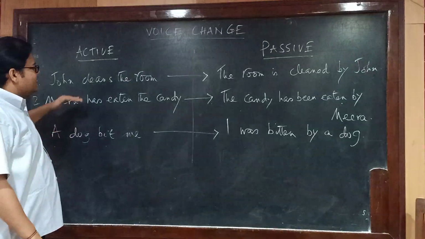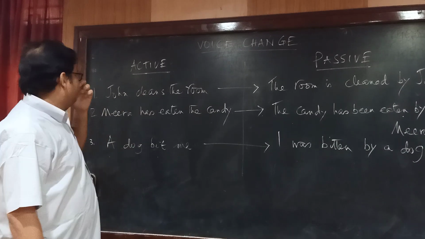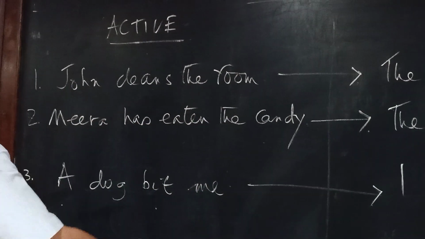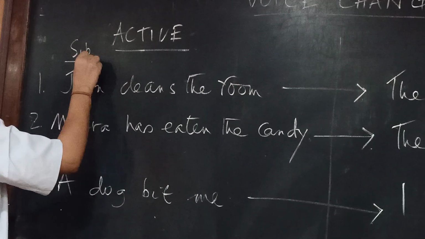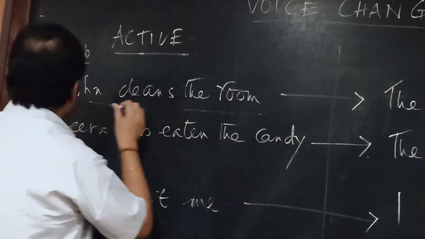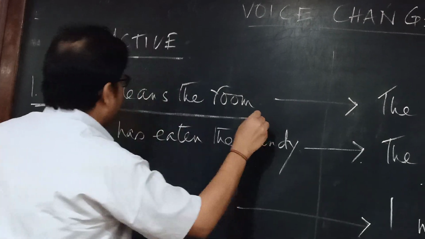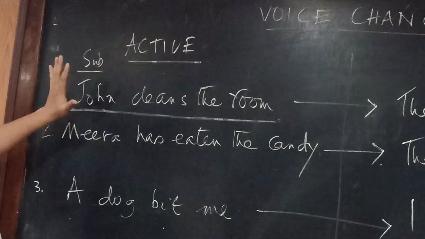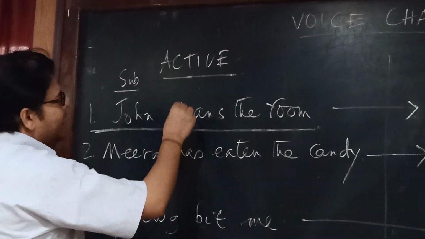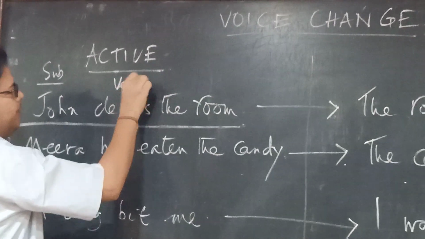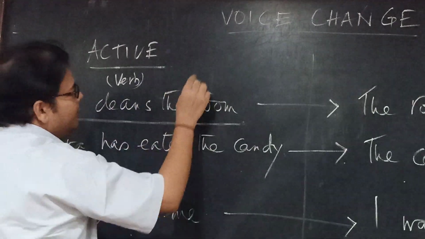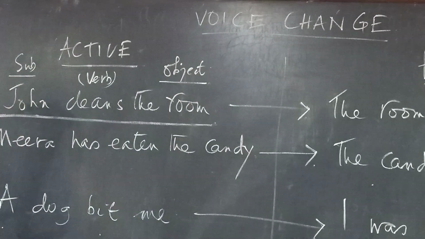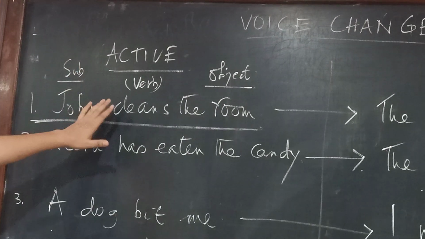Right? Now let's look at them more carefully. As I said, in the structure of an active voice sentence, you have the subject. Let's look at this sentence only. So we have the subject, the grammatical subject of the sentence, who is performing the action. Then we have the action, which is the verb. And then we have the object. This is the structure of an active voice sentence.